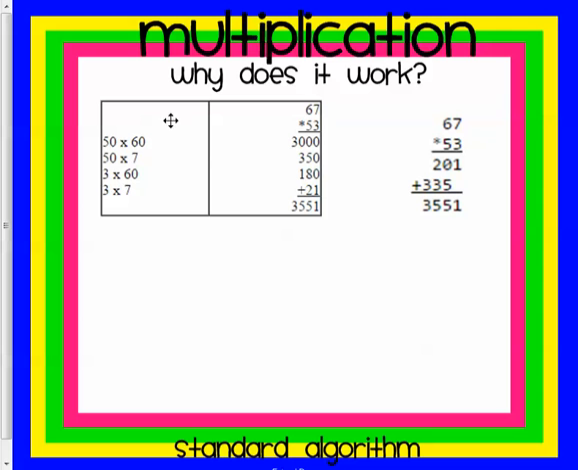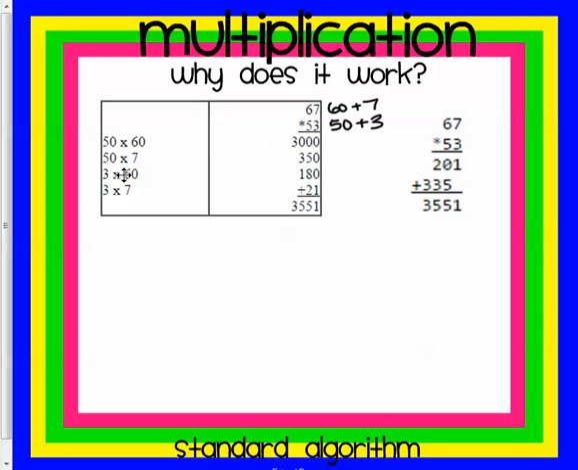Why does it work? You're breaking the problem essentially apart into 60 plus 7 and 50 plus 3. And then you're distributing the 60 to the 50 and the 60 to the 3. You're also doing the same thing with the 7 to the 50 and the 3.